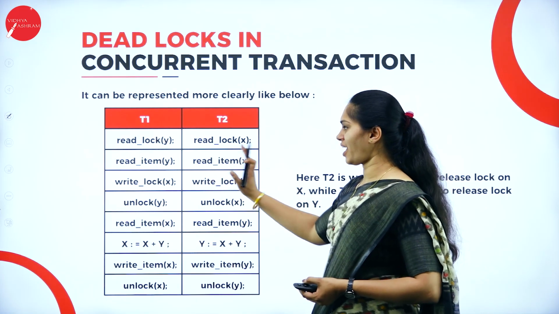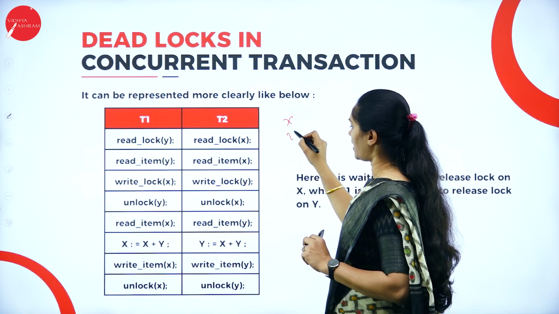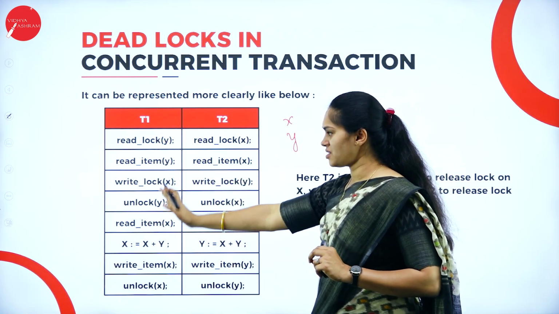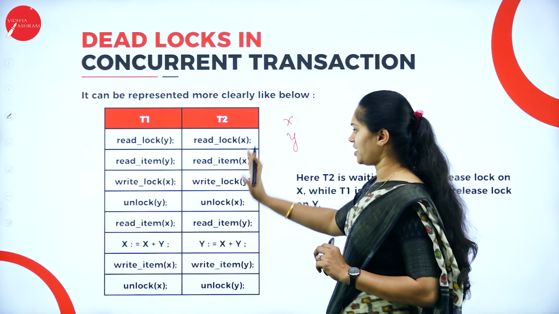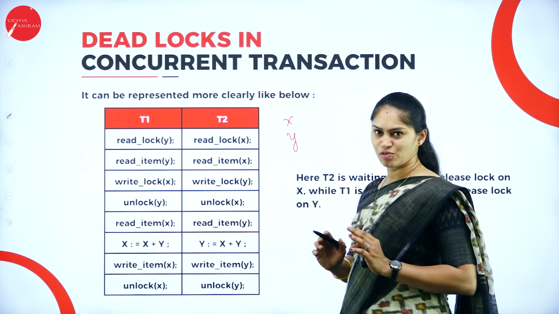So, here you can see one example. Here we have two transactions, and in that we have two data items. One is X and another one is Y, right? So, here T1 is doing certain read and write operations, and T2 is doing certain read and write operations on X and Y, right?